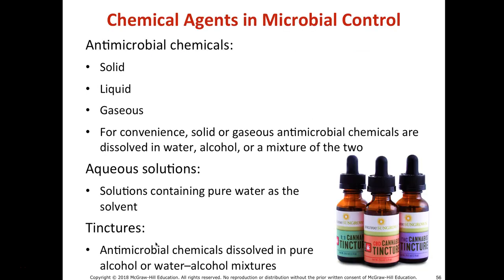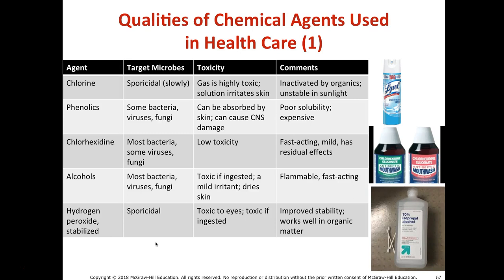So we're going to start off just discussing what forms of antimicrobial chemicals are available. They could be in a solid, liquid, or gaseous state, or for convenience, we can have a solid or gaseous antimicrobial chemical that can be dissolved in water, alcohol, or sometimes a mixture of the two. When we have an aqueous solution, that means they are in solution with just pure water as the solvent. Whereas if they are in a tincture, they are usually in pure alcohol, or it could be a combination of water and alcohol mixed together.